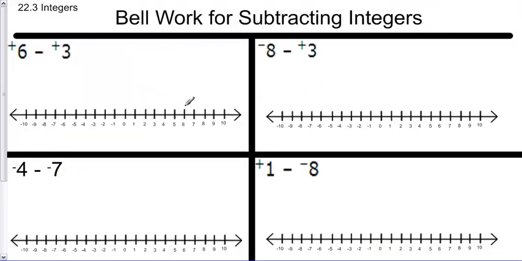So tomorrow, when you come into your bell work, you have a choice. You can use the number line that's given to you, or you can find the counters and use the counters. Whichever way you prefer, that's what you can do. Good luck.